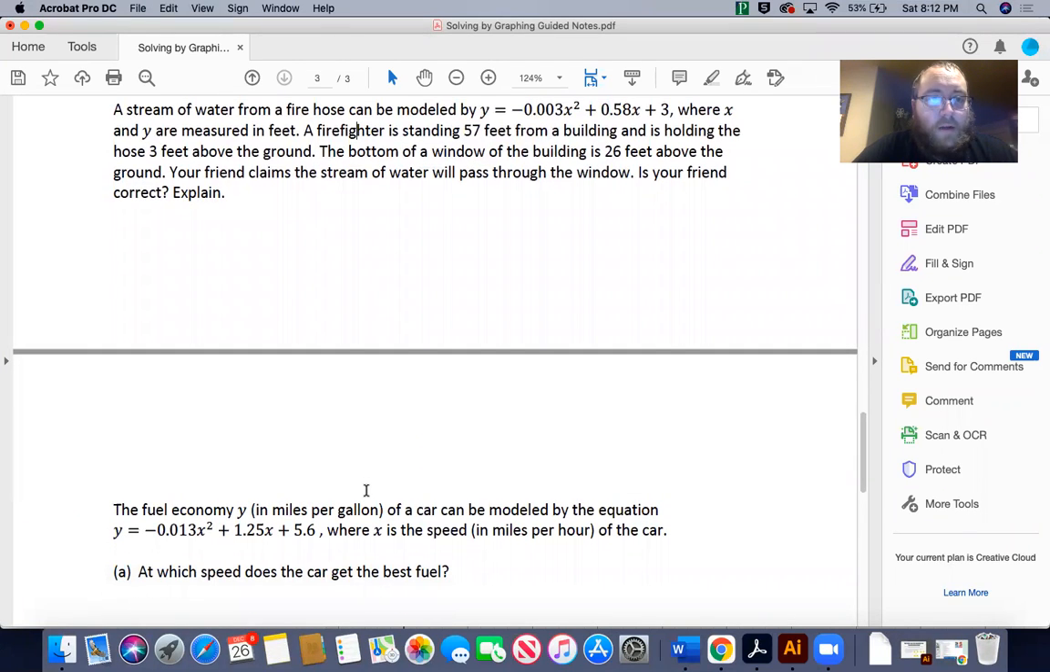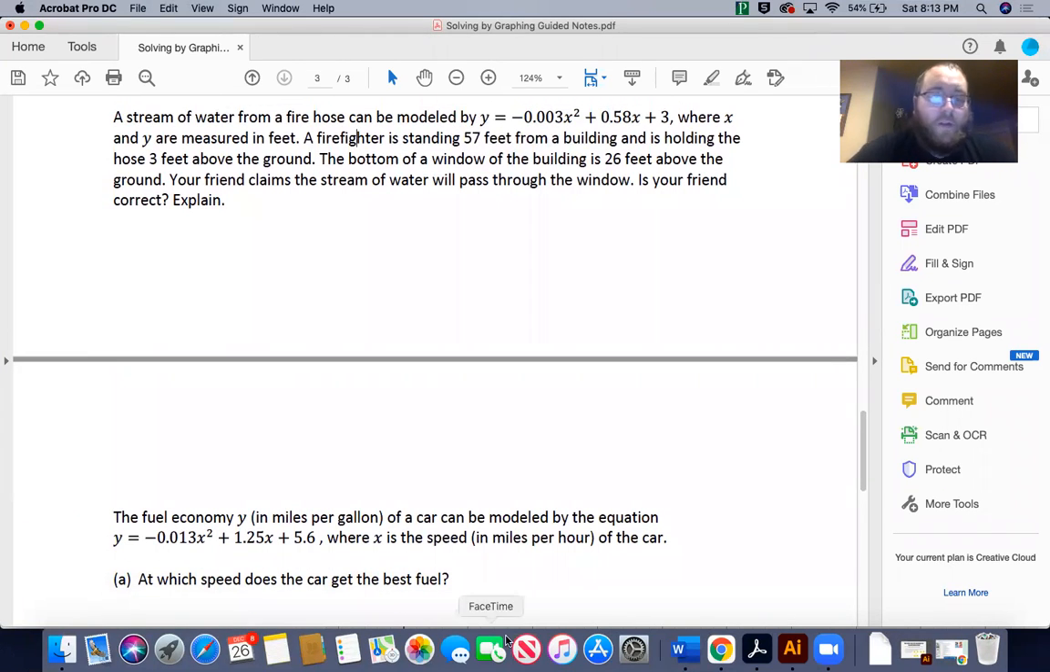Let's look here. This is a fun one. This is one I found online. A stream of water from a fire hose can be modeled by y equals negative 0.003x squared plus 0.58x plus 3, where x and y are measured in feet. A firefighter is standing 75 feet from the building and is holding the hose 3 feet above the ground.